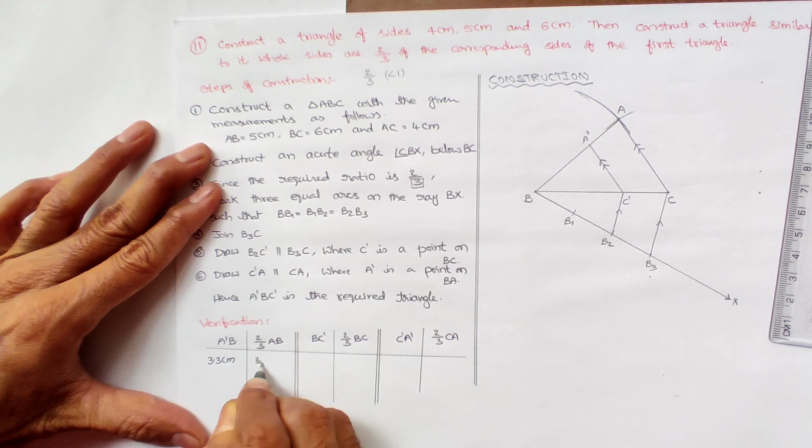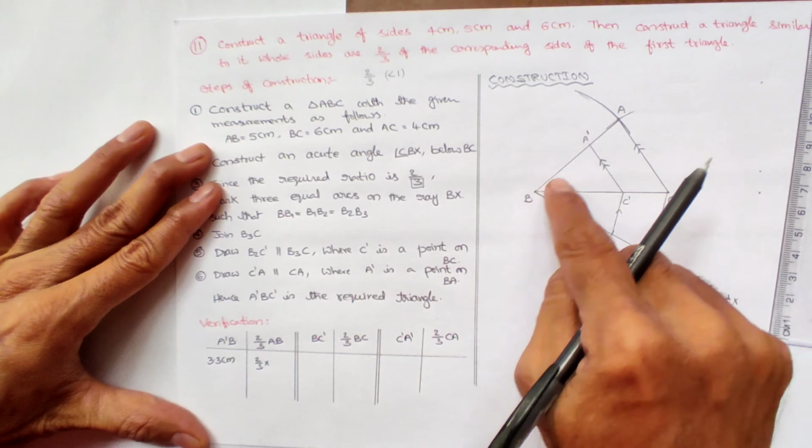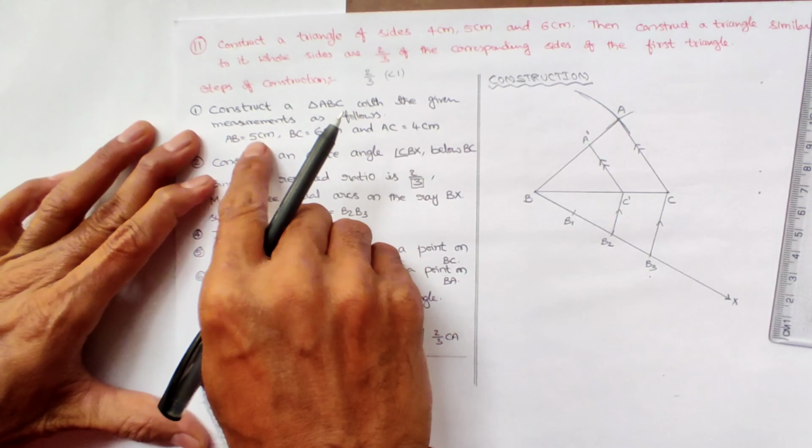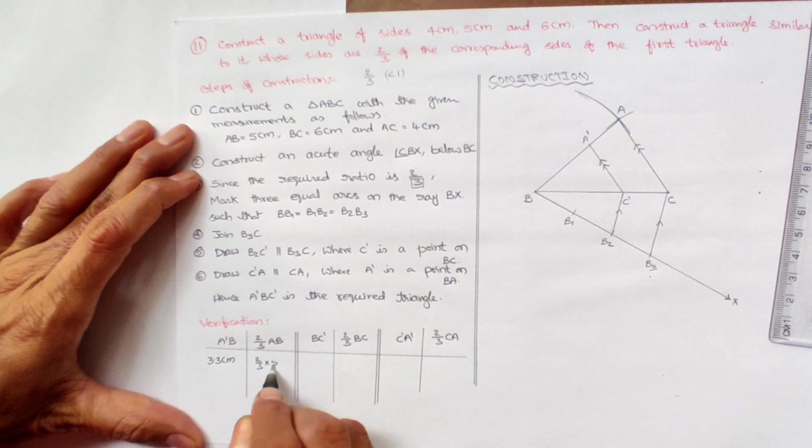Let us check 2 by 3 times AB. Here AB we have taken as 5 centimeter. 2 5s are 10, 10 by 3 centimeter. Nothing but 3.3 if you simplify. So these two are equal.